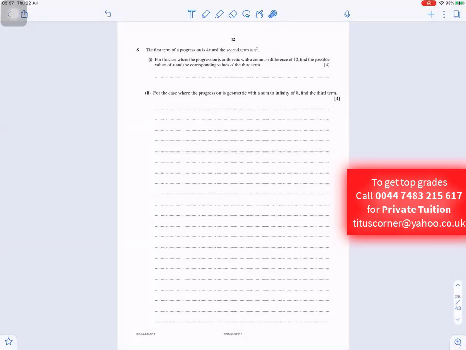Question number 8. The first term of a progression is 4x and the second term is x squared. For the case where the progression is arithmetic with a common difference of 12, find the possible values of x and the corresponding values of the third term.